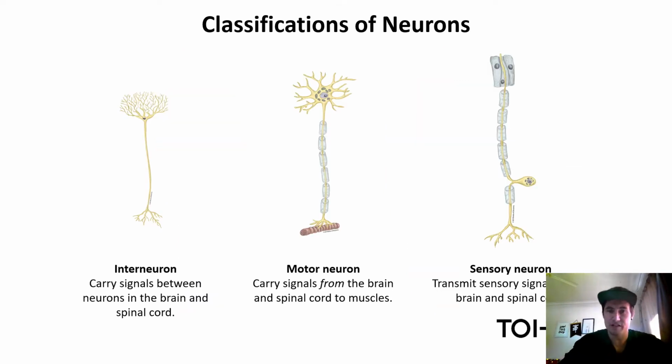In terms of classification of neurons, there are three basic ones. Interneuron carries signals between neurons, so they're like the main wiring structure. So it carries the messages between the brain and the spinal cord. Then we have a motor neuron, which is the neuron that carries signals from the brain and the spinal cord to our muscles, so they create that motor movement. And then our sensory neurons, which transmit sensory signals between the brain and the spinal cord itself.